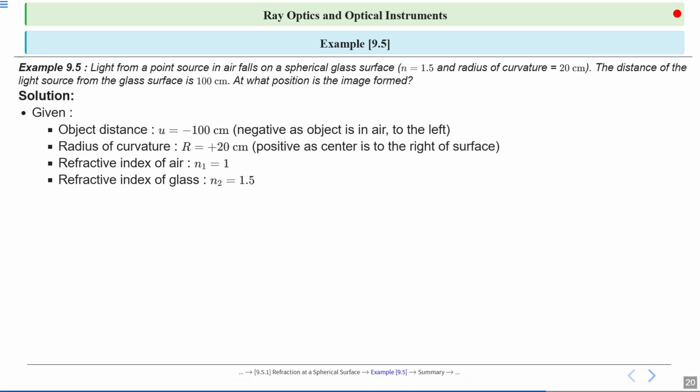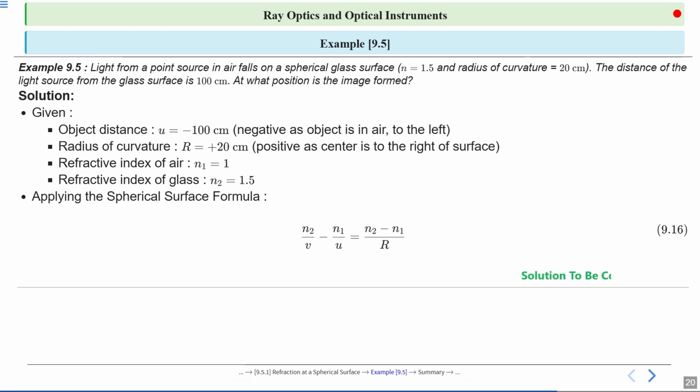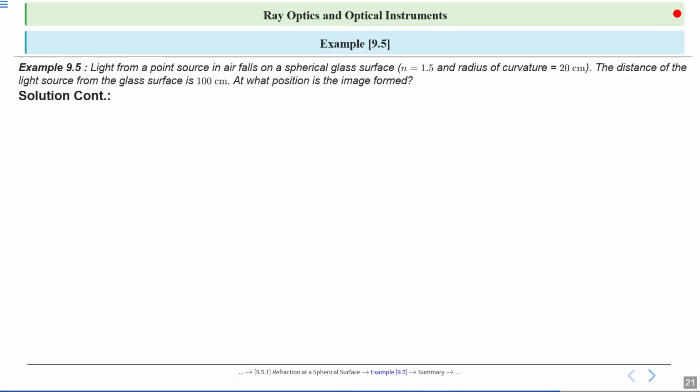Now we will put all the values in the expression we have derived for the spherical surface. Applying the spherical surface formula, n2 upon v minus n1 upon u is equal to n2 minus n1 upon r, according to equation 9.16. According to sign convention we will put the values: n2 is 1.5, n1 is 1, u is minus 100, and r is positive 20 centimeter.